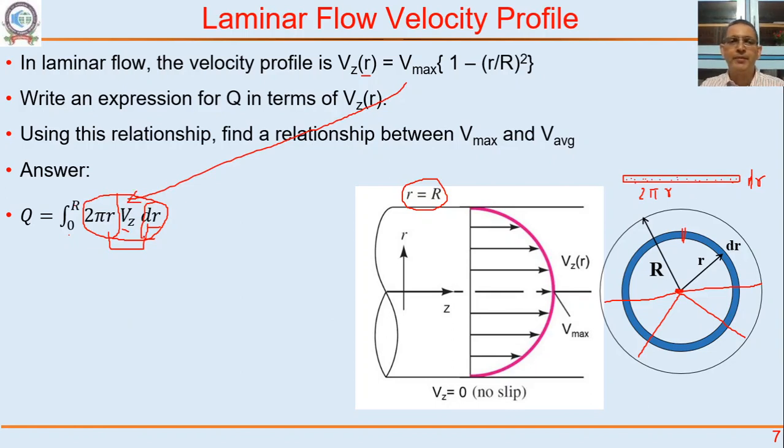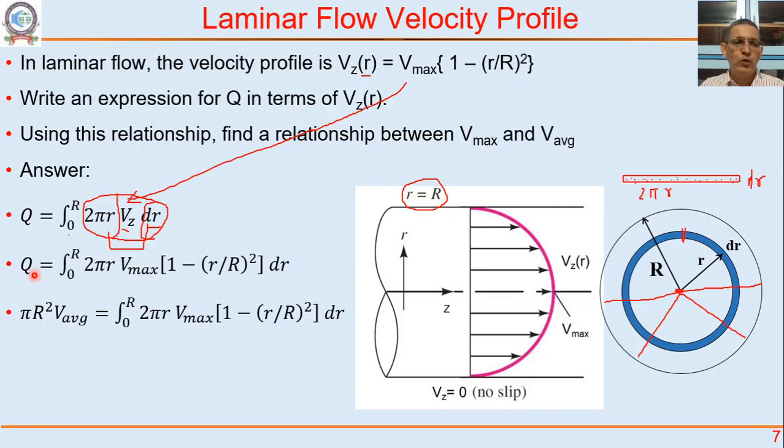And you can integrate. Pause, do this for yourself. Once you're done, okay, now go forward. So 2 pi r, Vz is Vmax into (1 minus r by R) the whole square into dr. And Q I can write in terms of pi R square V average, and this we can integrate and you can get an expression for V max and V average. Pause, do it for yourself.